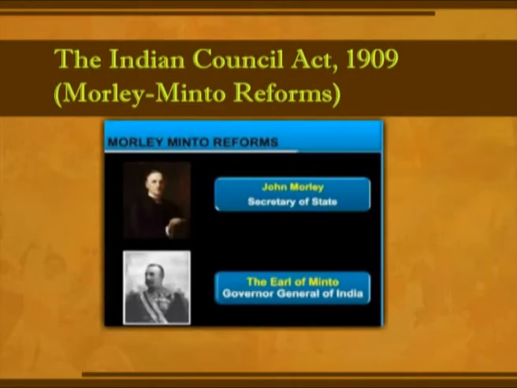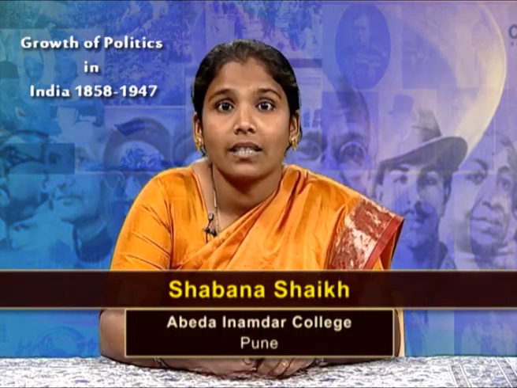Then came the Indian Councils Act of 1909, which is also known as the Morley-Minto Reform. In view of the dissatisfaction of the Indians with the Indian Councils Act of 1892 and the growing threat of the extremists, the British government decided to make certain concessions with a view to win over the moderates and enacted the Morley-Minto Reform Act of 1909.